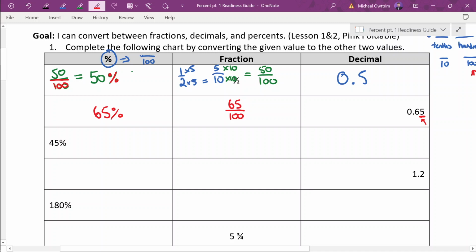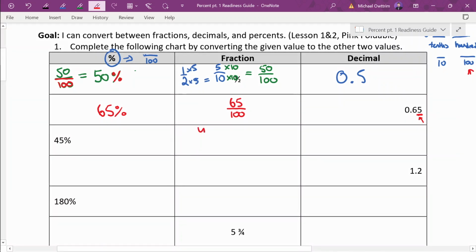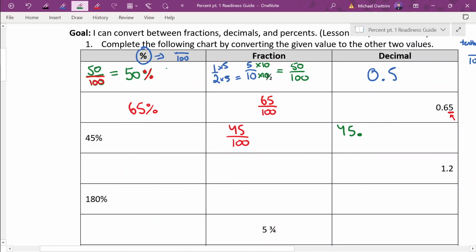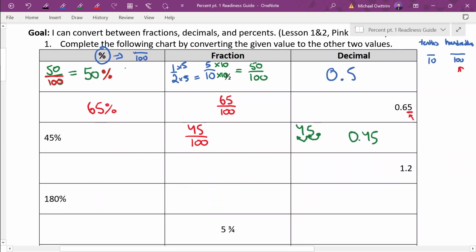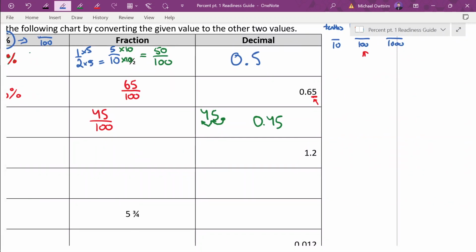Working the other way, this is probably the easiest one. We've got our 45%. All we do is we replace that percent sign with a division by 100. Now that we have our 45 out of 100, when we divide by 100, we're just changing place in our number. So imagine our 45, it's going to start with a decimal point at the end. And since we're dividing by 100, it moves once, twice. We get 0.45 as our decimal. Okay, and this applies to any percents, decimals, or fractions that are greater than 1 whole or 100% as well.